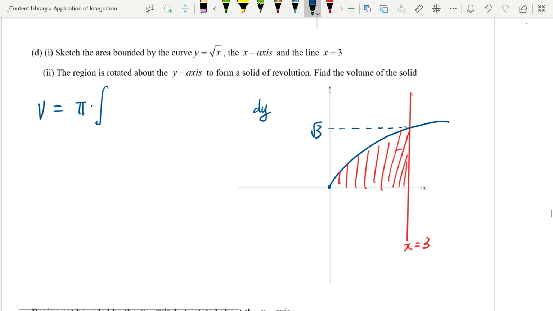So this graph is y equals root x. But remember, I need it in terms of y. So x equals y squared. The top function will be the red one. So that's 3 squared minus what? Minus y squared, and then squared it as well. Okay, squared again. And we have from y equals 0 to y equals root 3. So the values we put on should be 0 to root 3. And that's how you look at the graph and how you work it out.